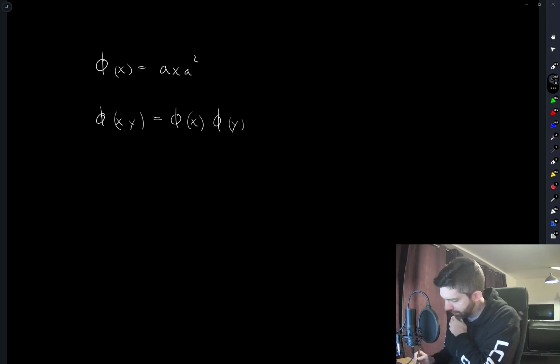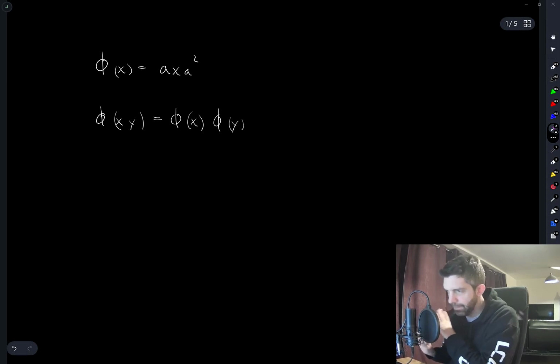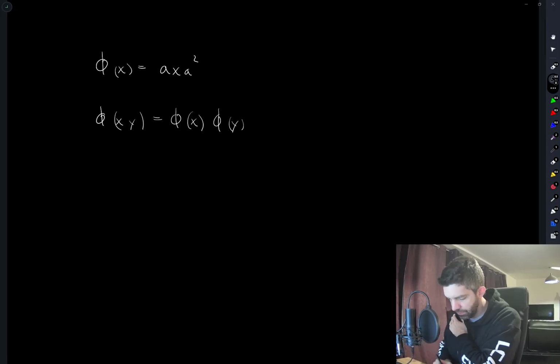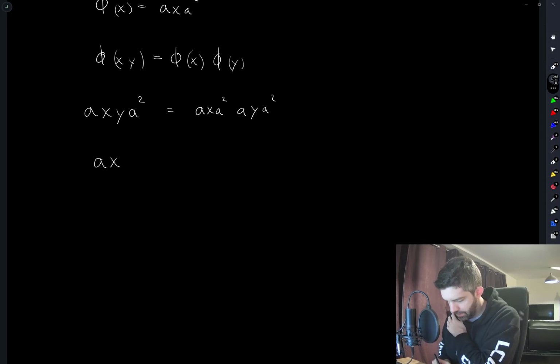So anyway, let's just take this. The question's fine. Now that I've written this down, I'm going to translate this to exactly what it means in the context of our question. So phi(xy) is axya squared. And on the right-hand side, I have axa squared times aya squared. So then I have axya squared is equal to axa cubed ya squared.